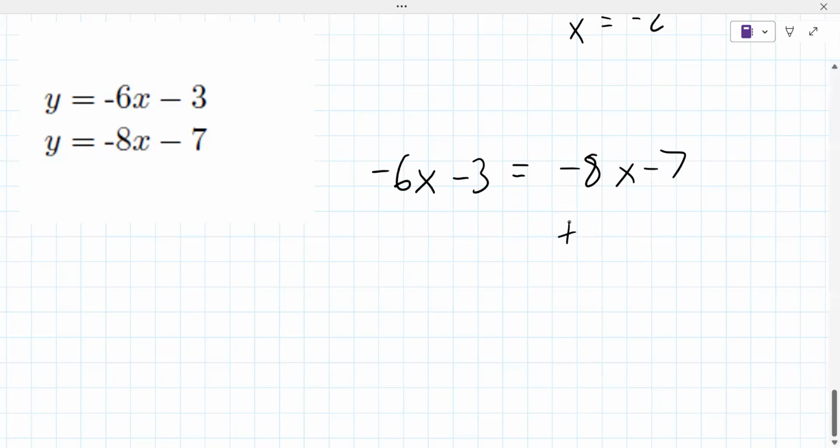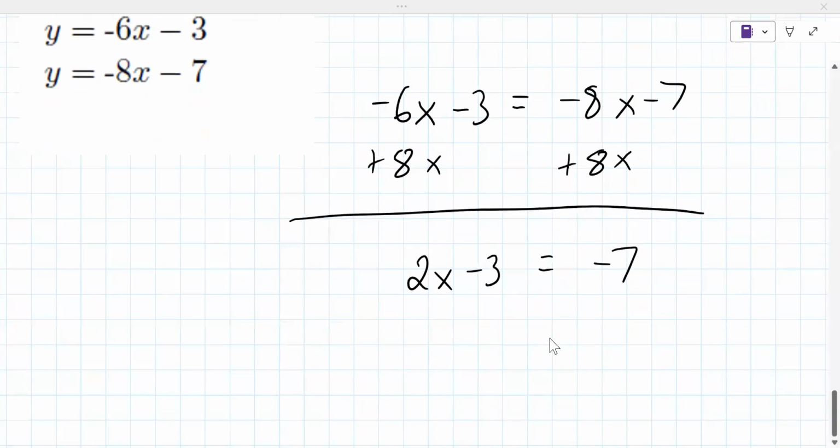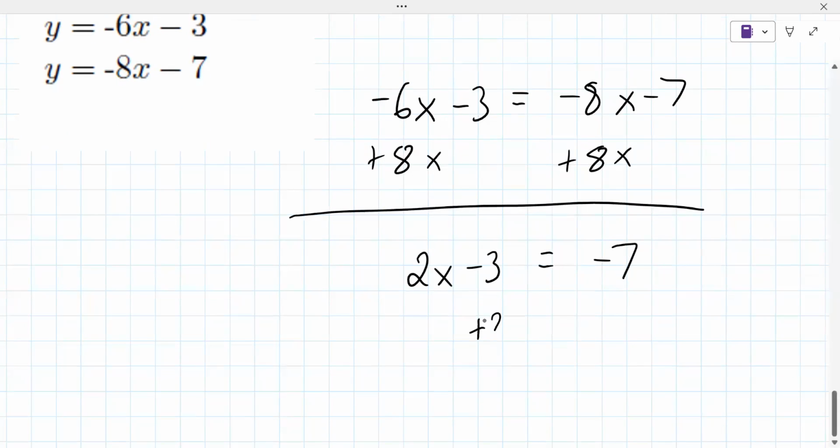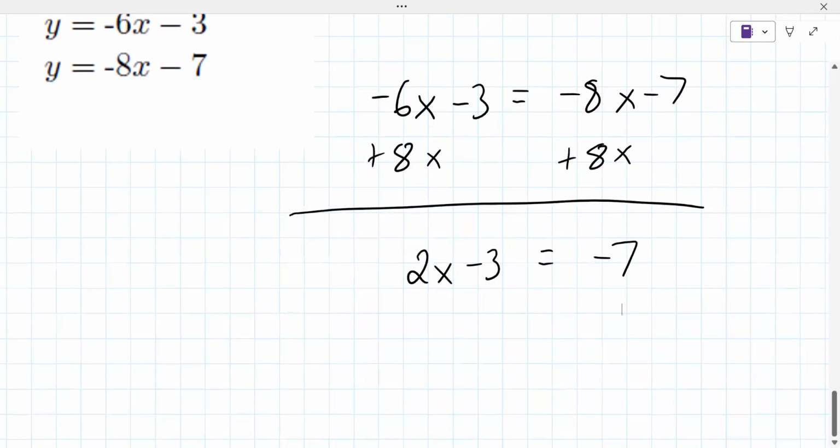So you add 8x. Oh, no, yeah, add. Okay. So 0, and then what's negative 6 plus 8? Positive 2. So it'll be positive 2x minus 3. Not positive, 2x. No, wait. Yeah, positive 2x, not negative.